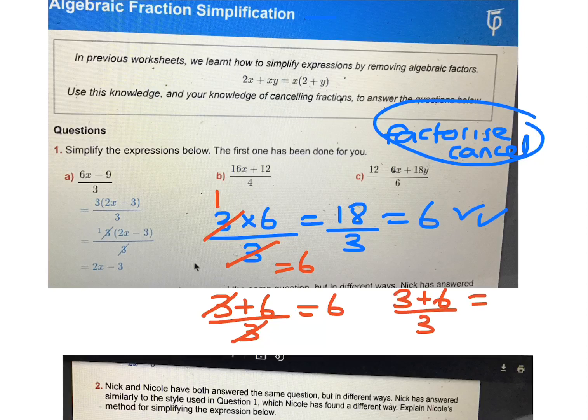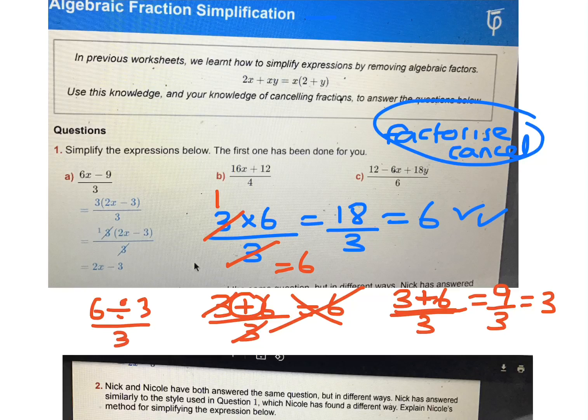Let's do it the order of operations way. 3 plus 6 is 9. 9 divided by 3 is 3. See how that does not work? So if it is a plus, you can't simply cancel. If it was a minus, the same thing. You wouldn't be able to cancel. With division, the only time you could cancel is if you divided it into the first number. So we don't want to do that.